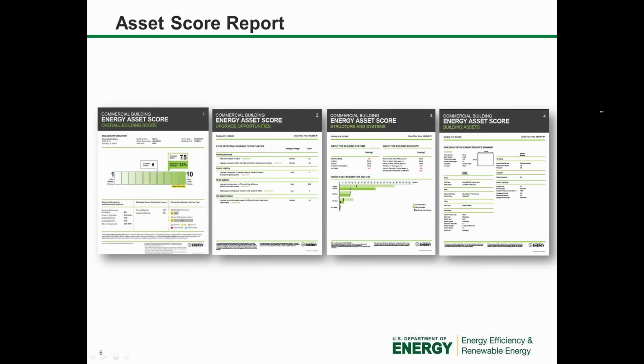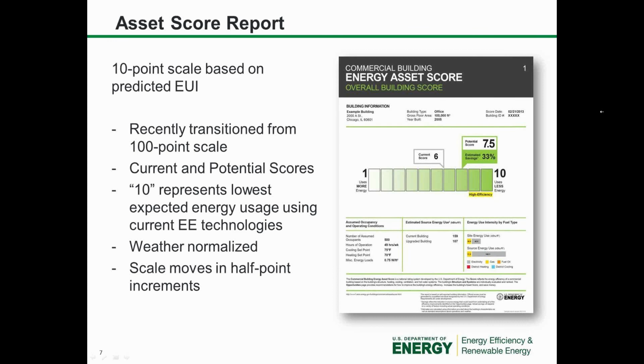And then what do you get out of this tool? So you get first an asset score report, and let me go into more detail about a few of these. The first thing you get is an energy efficiency score based on predicted EUI from the Energy Plus model. This is a 10-point scale.